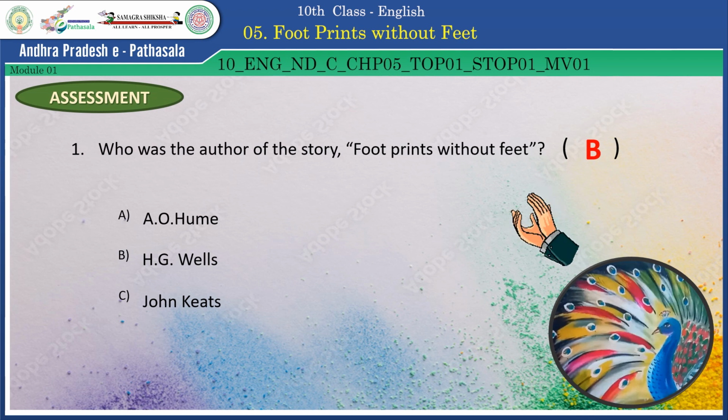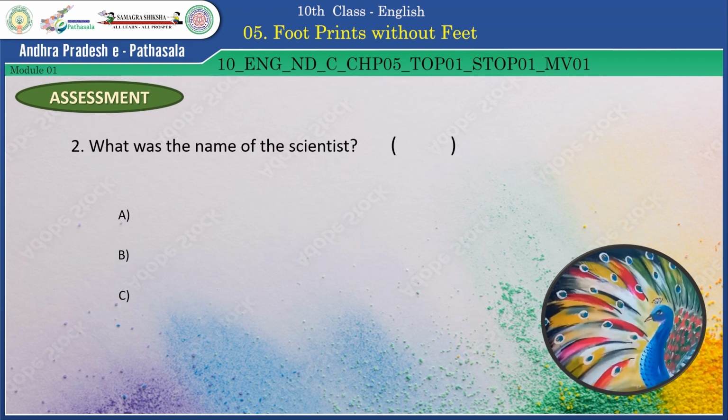Let us move on to the second question. Here is your second question. What was the name of this scientist? Option A, Griffin. Option B, Newton. Option C, C.V. Raman. Come on, guess the answer. Very good, children. Griffin is the right answer.